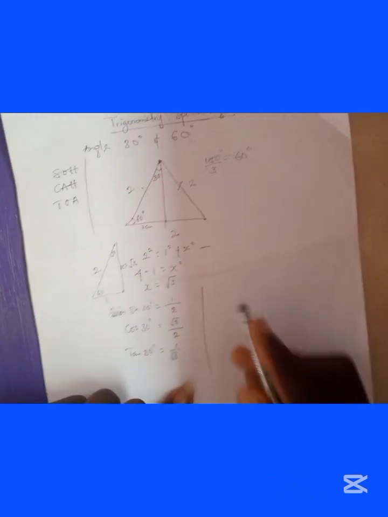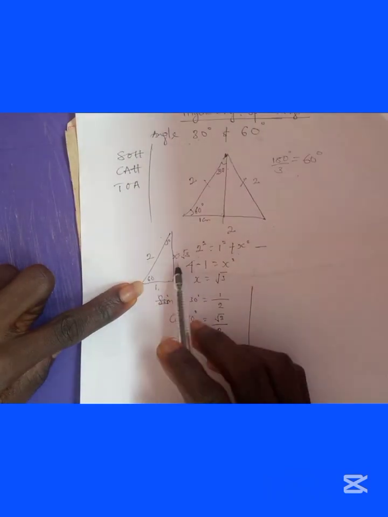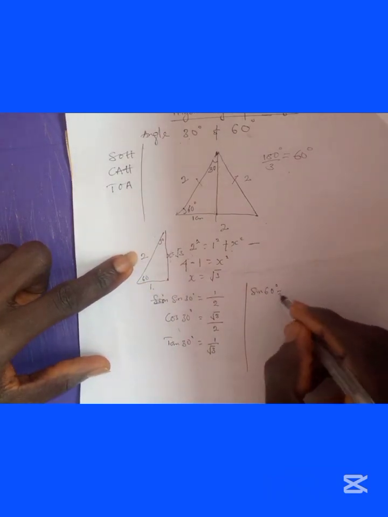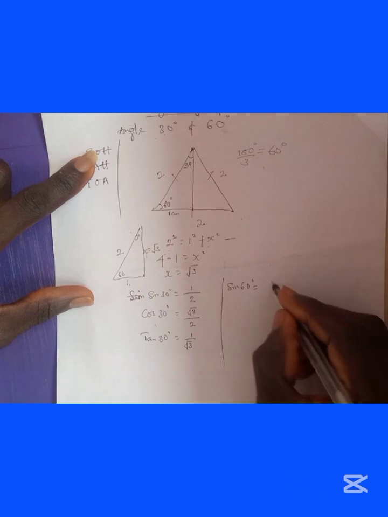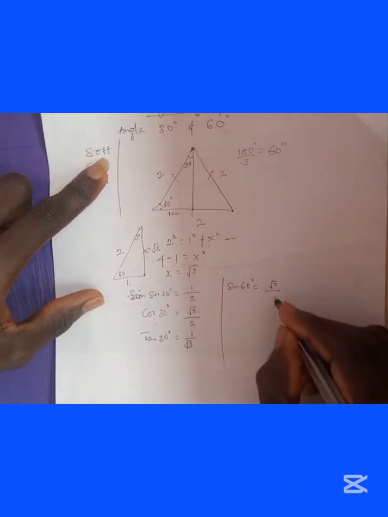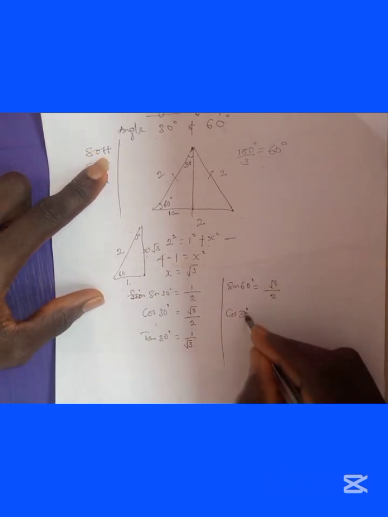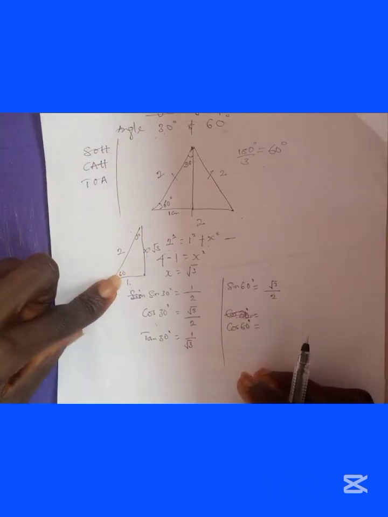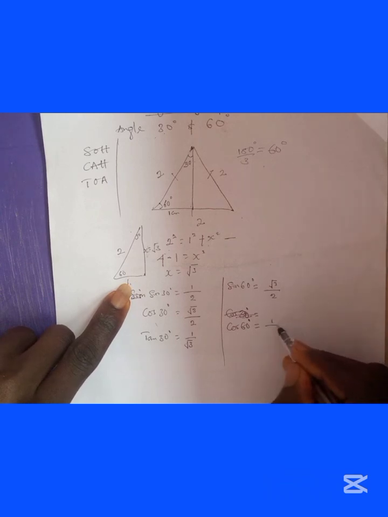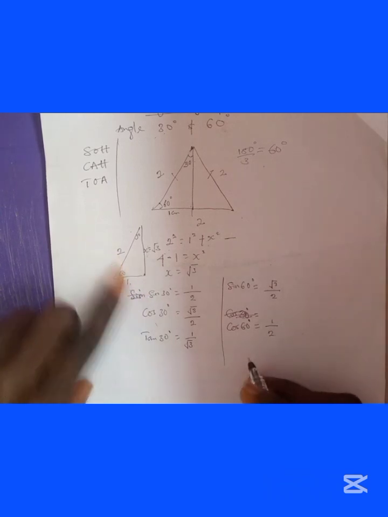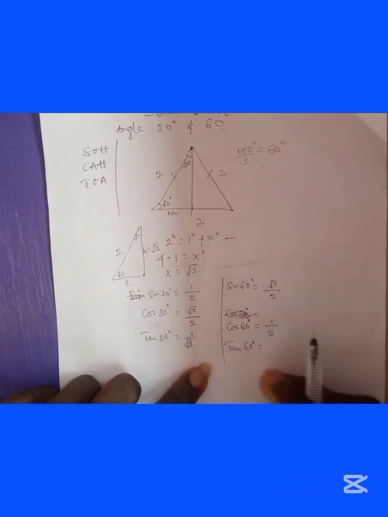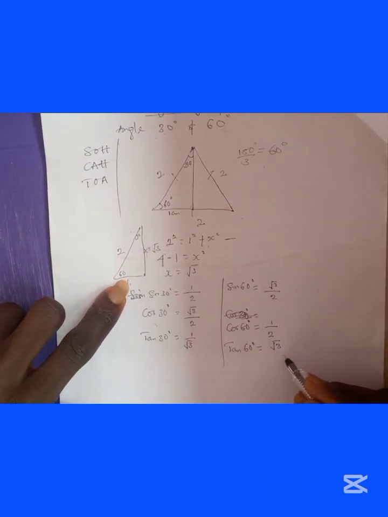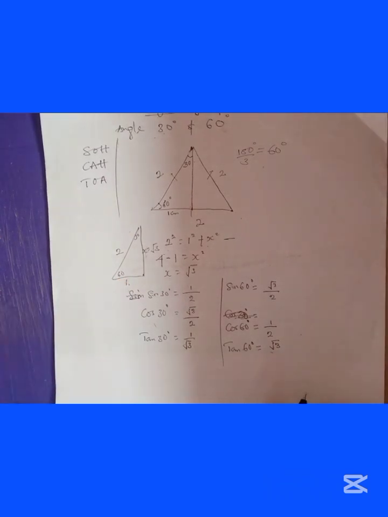Now for angle 60, using this angle 60, this will become our opposite side, this will become our adjacent, and this will remain our hypotenuse. So sine 60 will be equal to opposite, that's root 3, over hypotenuse 2. Cos 60 will be equal to adjacent, which is 1, over hypotenuse, which is 2. And tan 60 will be equal to opposite, which is root 3, over adjacent, which is 1, so root 3 over 1. Anything over 1 is that number.